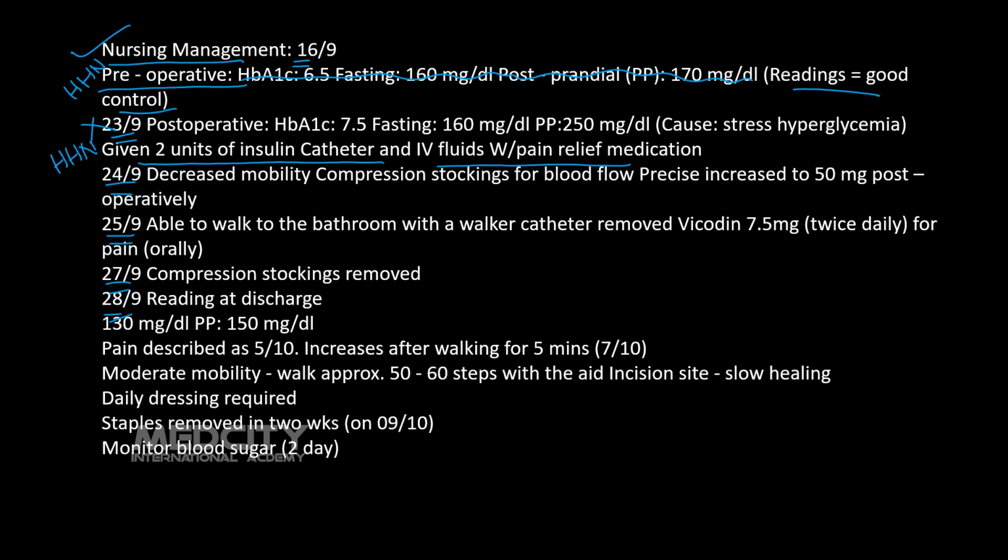What else? Decreased mobility, compression stocking for blood flow. Yeah, maybe you can give this to the occupational therapist. This piece of information could be important to the occupational therapist, but not to the home health nurse. Able to walk to bathroom with a walker. Okay, again the occupational therapist. Compression stocking removed, not required. Reading at discharge, maybe no. Okay, pain described.